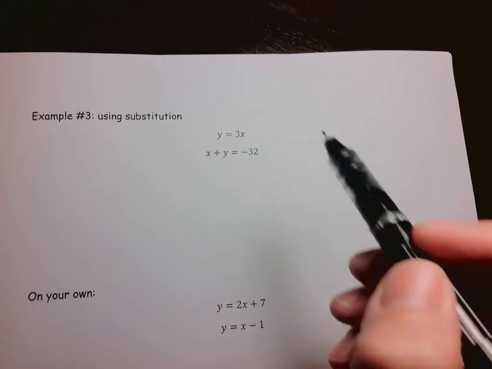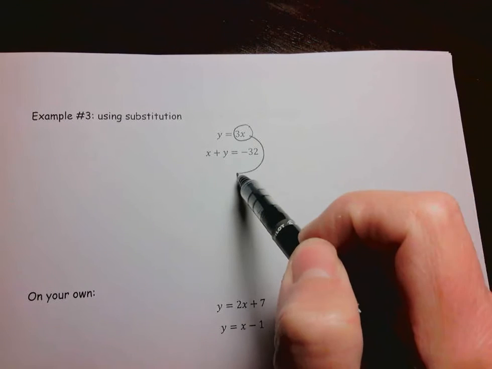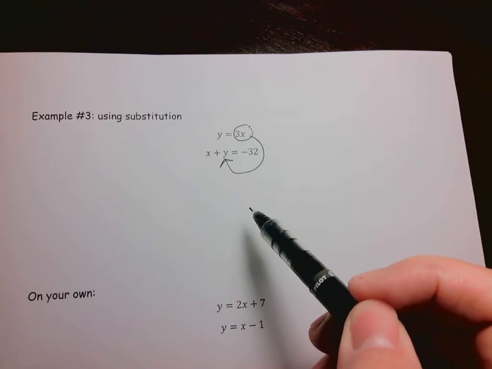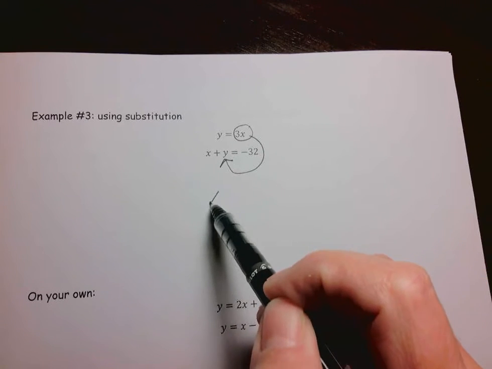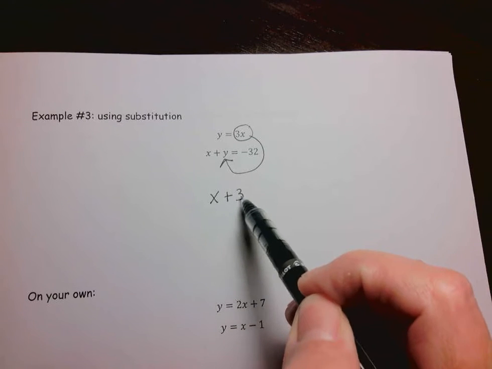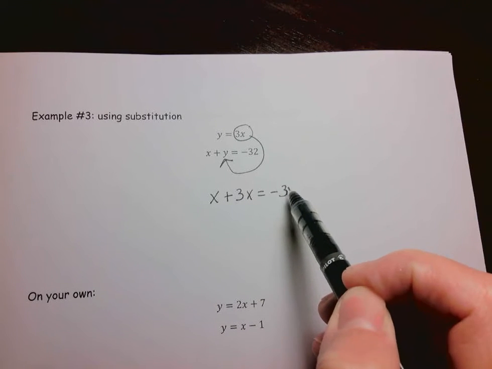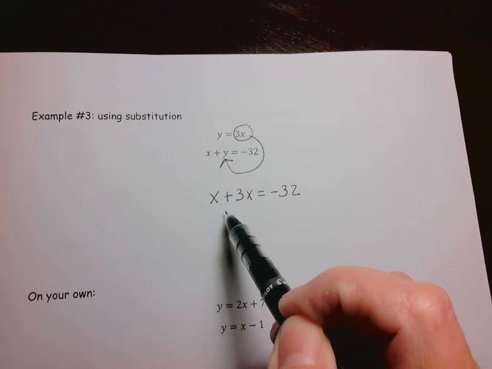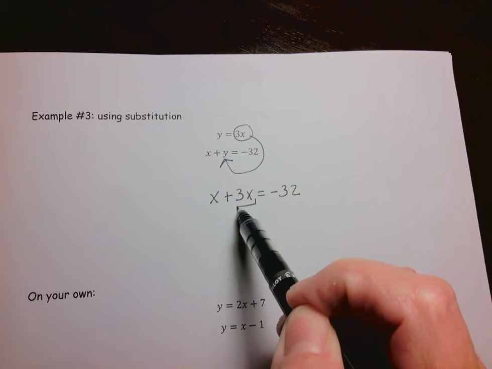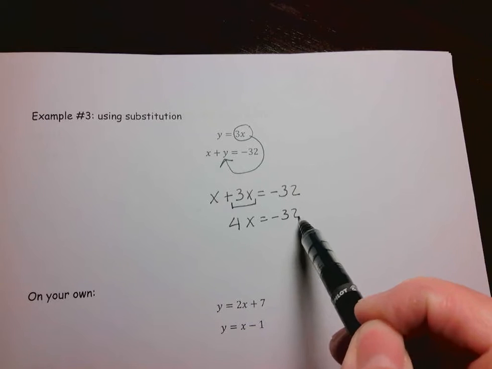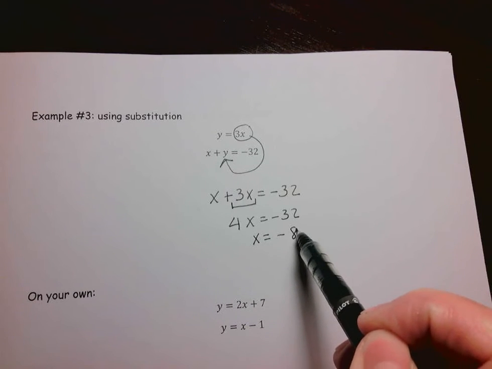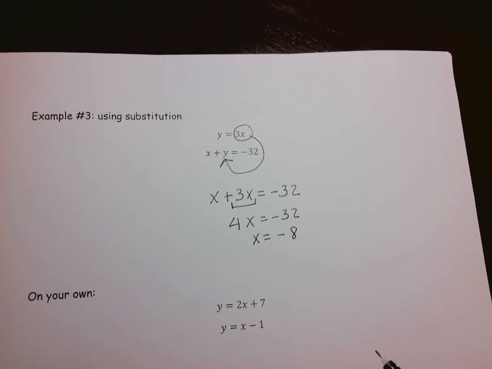If I know y equals 3x, then all I have to do is take that and plug that in for y into the other equation. So I know that y equals 3x, so I can say x plus 3x equals negative 32. Because remember, I said x plus y equals negative 32, and I know y is 3x. So now I know x equals negative 8. So I know that these lines are going to intersect at x equals negative 8.